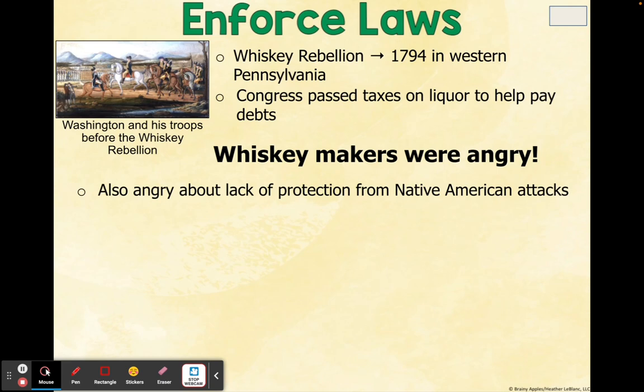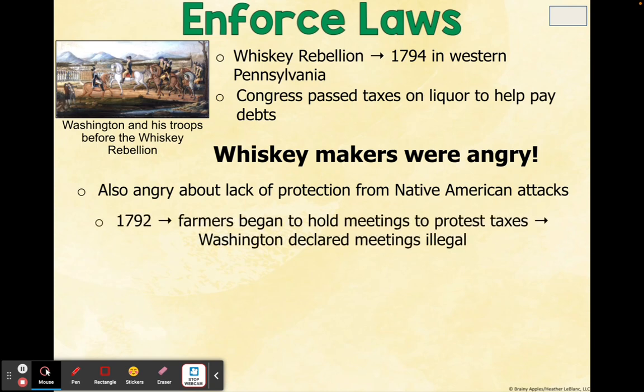Whiskey comes from grain. So anywhere where wheat or grain was grown at this time in Western Pennsylvania were very angry. Also, think of Western Pennsylvania as the frontier. They were also upset about the lack of protection from Native American attacks. So in 1792, farmers begin to protest taxes, right? This is going right back to what happened in the American Revolution.